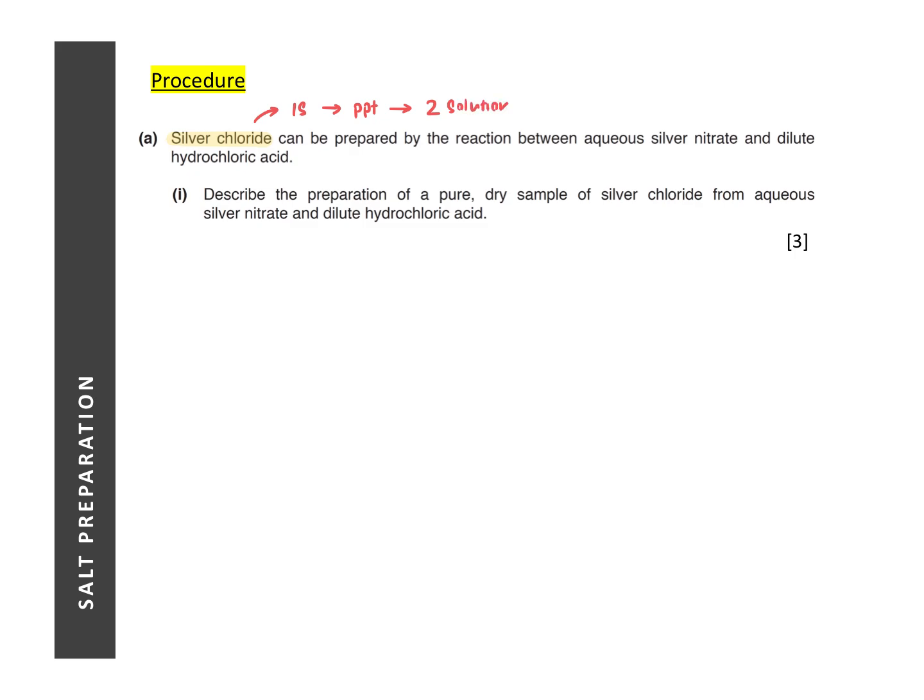Now for this question, the two solutions have been given to you. So silver nitrate and dilute hydrochloric acid. So all you need to do is to describe the procedure. So for precipitation, that's the easiest. You just need to mix the two solutions, filter to obtain the residue, wash with a bit of cold deionized water, and dry by letting it dry in air or by pressing between pieces of filter paper.